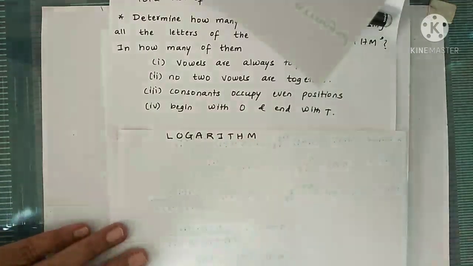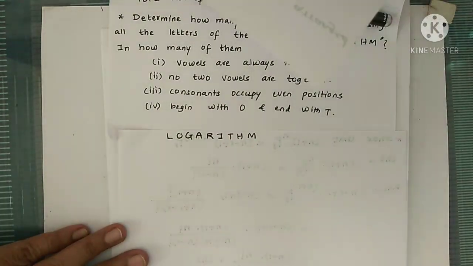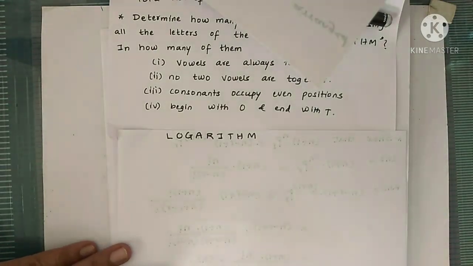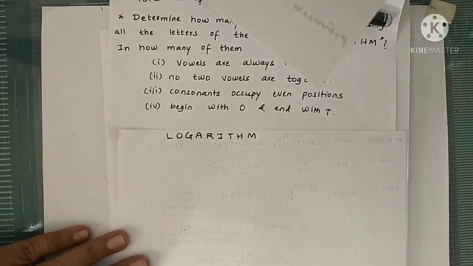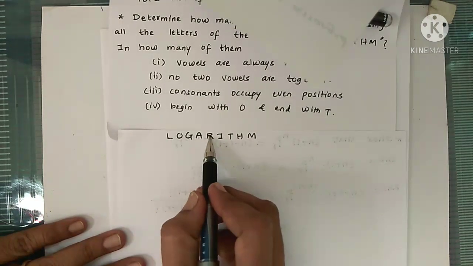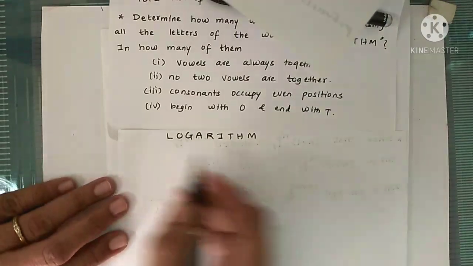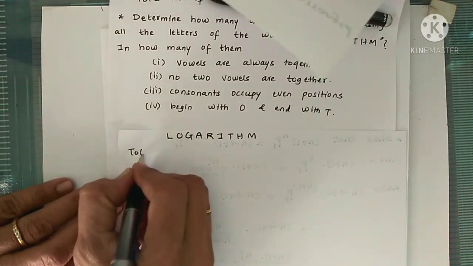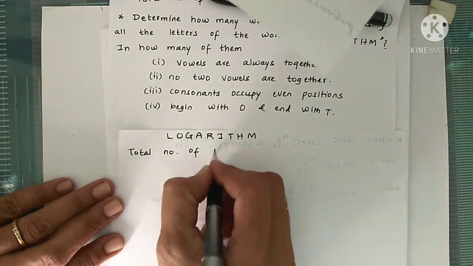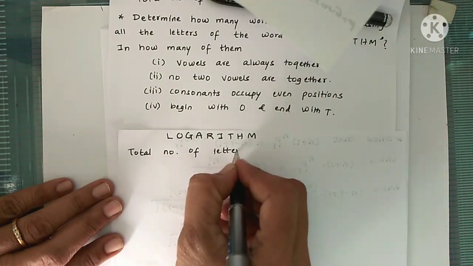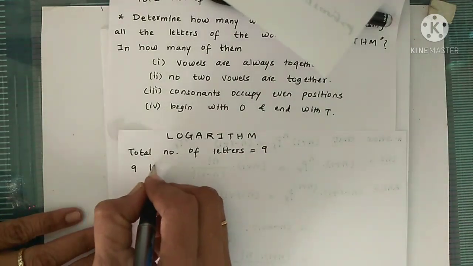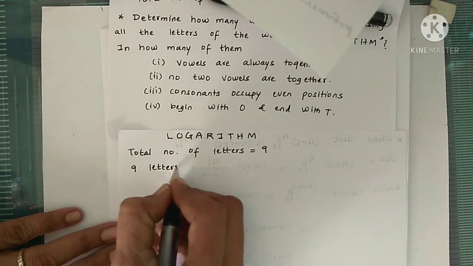Logarithm. So the first question is how many words can be formed? The words without meaning, it is just arrangement. So let's find out the total number of letters. 1, 2, 3, 4, 5, 6, 7, 8 and 9. So the total number of letters of this word is equal to 9.